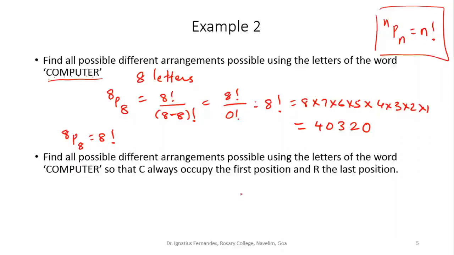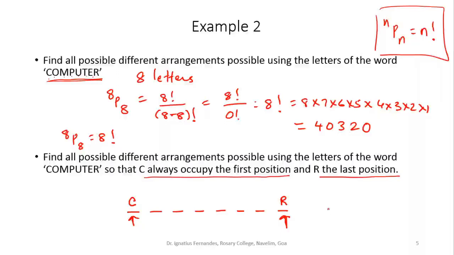The same question if I consider in a different way. Find all possible different arrangements possible using the letters of the word computer. It's the same word that I'm considering here. So that C always occupies the first position and R the last position. So we are now trying to arrange these 8 letters 1, 2, 3, 4, 5, 6, 7, 8, such that C always occupies the first position. So C is always here, and R the last position. So R is here. C is always here by default, R is always here by default.